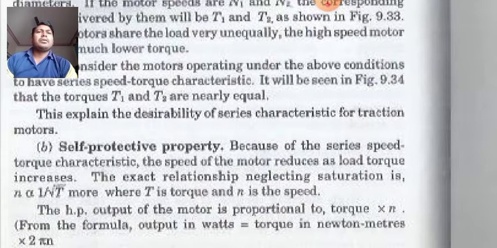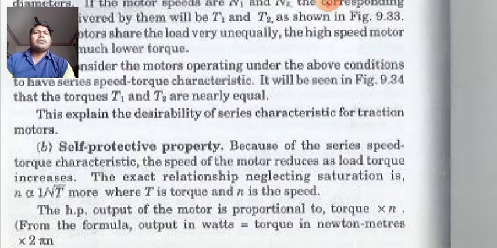Self-protective property. Because of the series speed torque characteristics, the speed of the motor reduces as load torque increases. The exact relationship, neglecting saturation, is N is proportional to 1 divided by root over T, where T is the torque and N is the speed.